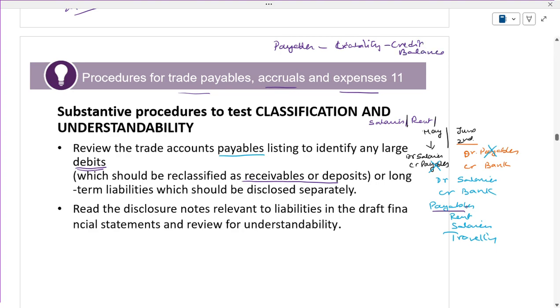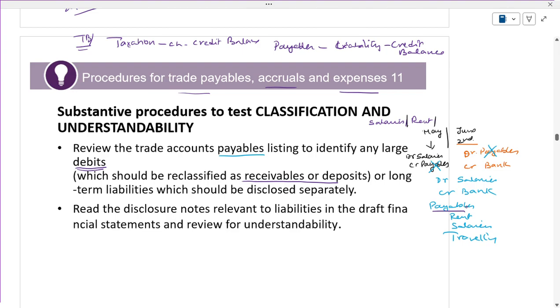Sometimes, with payables in terms of taxation, taxation is a current liability and will usually have a credit balance. Sometimes taxation will have a debit balance also. In the trial balance you will see taxation with a debit balance, meaning it is outstanding, you have not paid. Then sometimes there will be over provision, sometimes under provision.